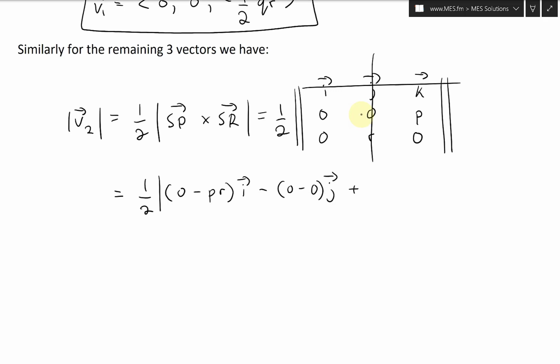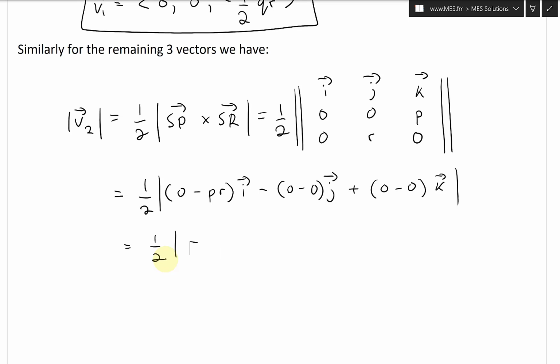And then the next one is going to be this one right here. So that's going to be, again, another 0 times R, 0 minus 0 times 0, 0, like that. And then put the length sign like that. All right, so that's what we have. And everything vanishes except the first term. So we're left with 1/2, and then put the length like this, negative PR.